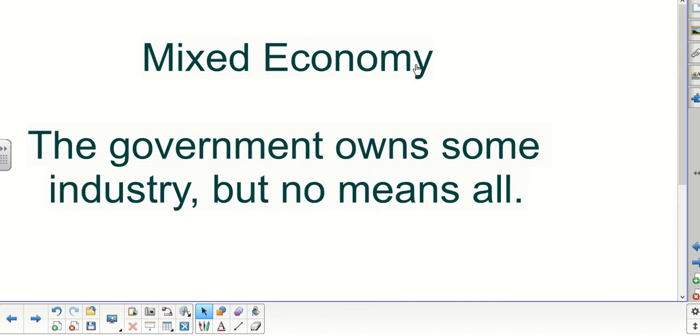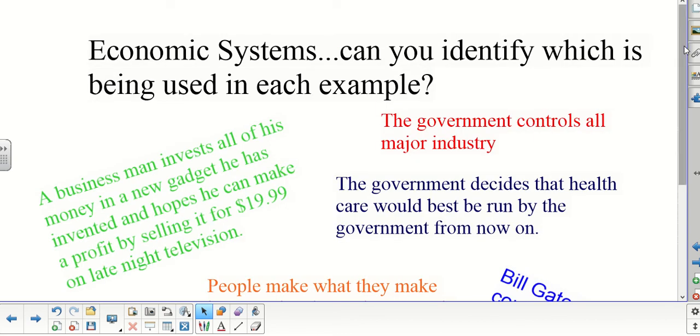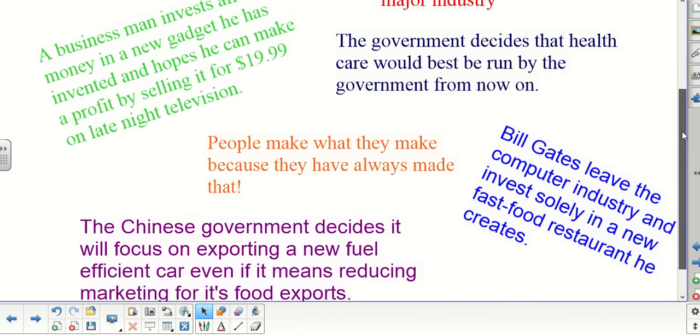Okay, the government decides that healthcare would best be run by the government from now on. Well, they just said healthcare, just that one thing. So it's mixed because the rest is market, and I guess in healthcare it would be command. So if you have the combination of the two, that is mixed.